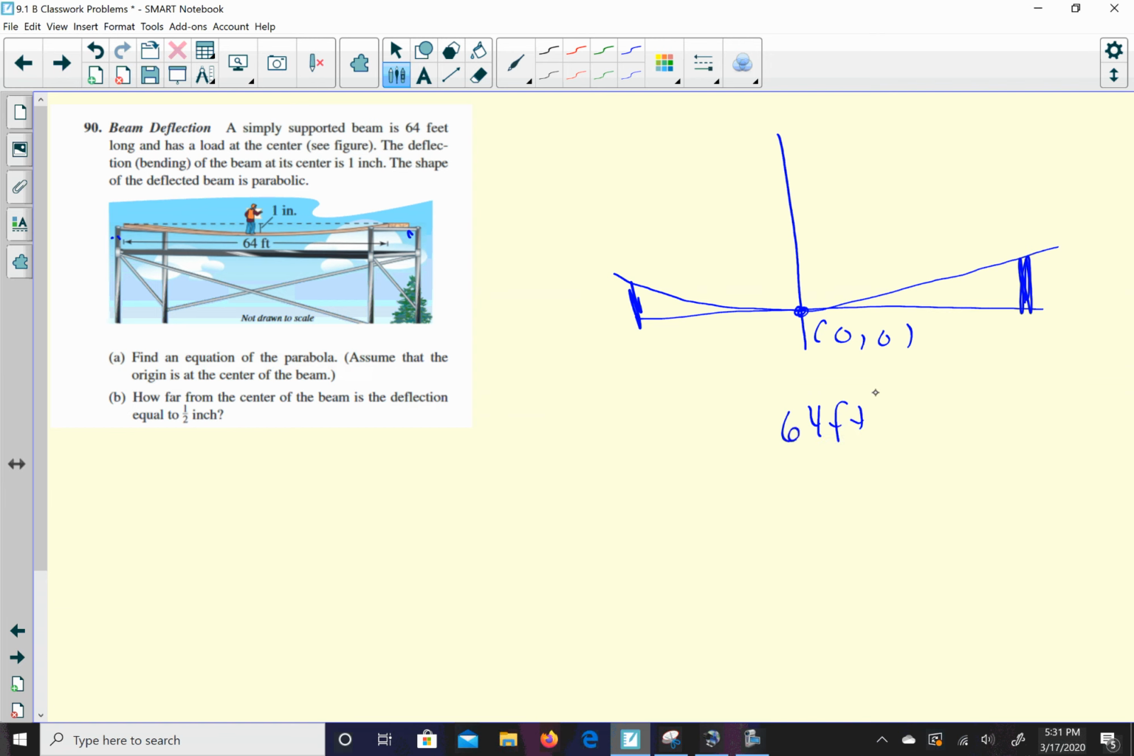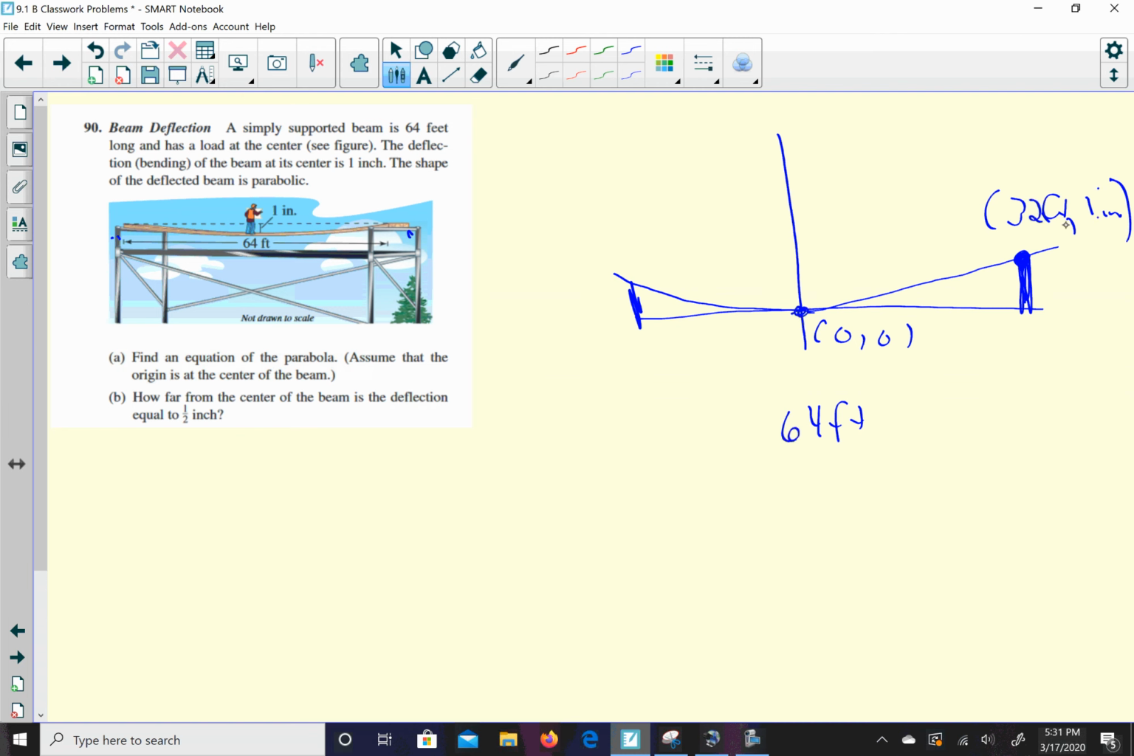Okay. If I wanted to name this point right here, it would be 32 feet, right? Because half of that beam would be 32. And then he's up 1 inch. The problem with this right off the bat is I have 32 feet and I have 1 inch.